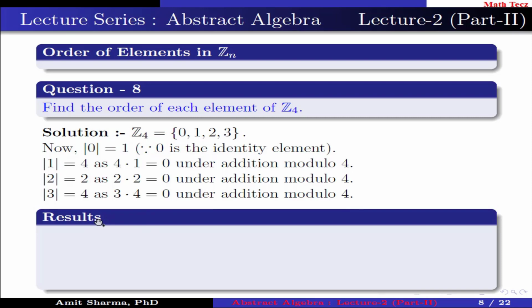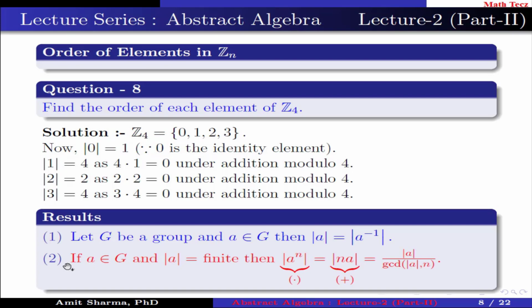Next are results. Number 1, let G be a group and a belongs to G, then order of a equal to order of a inverse. Number 2, if a belongs to G and order of a is finite, then order of a raised to the power n equal to order of na. This is for multiplicative group and this is for additive group, and this is equal to order of a divided by GCD of order of a comma n.